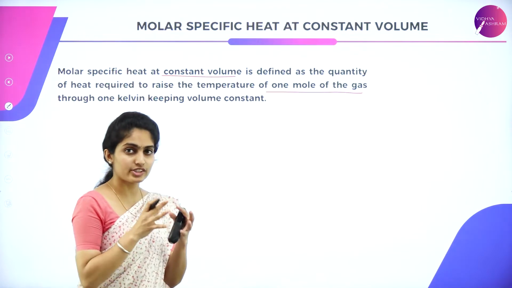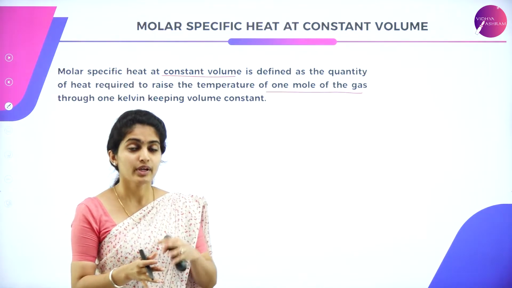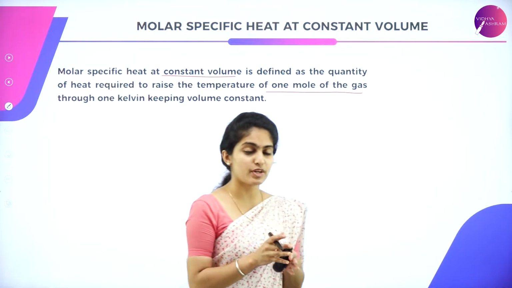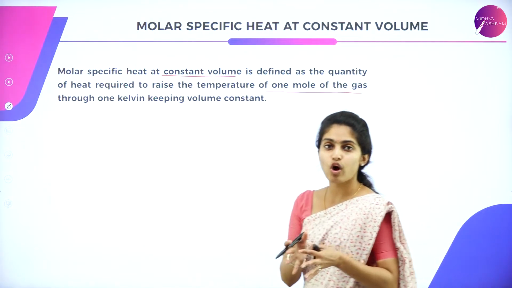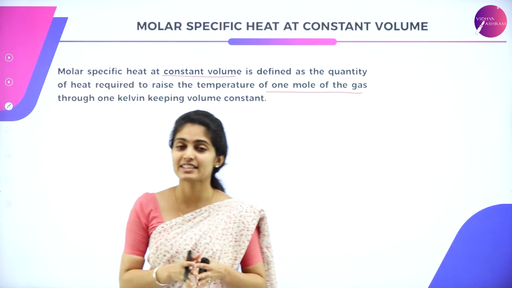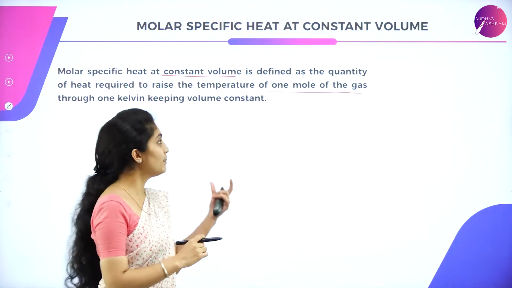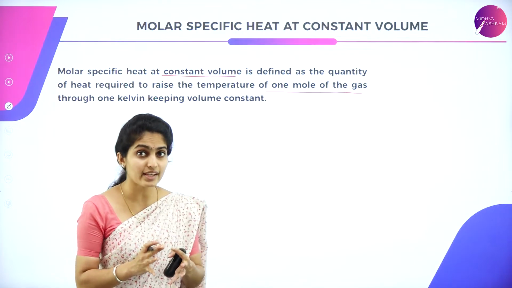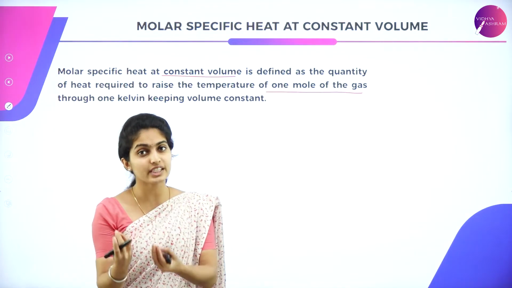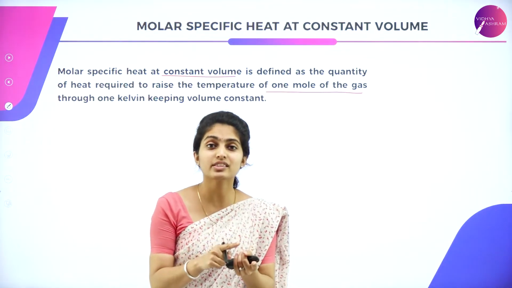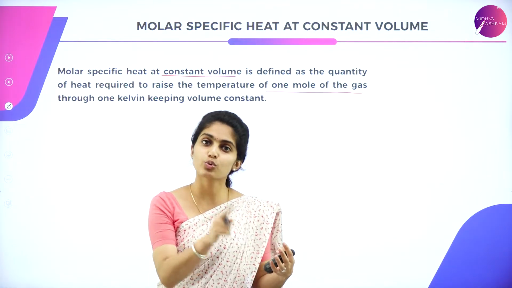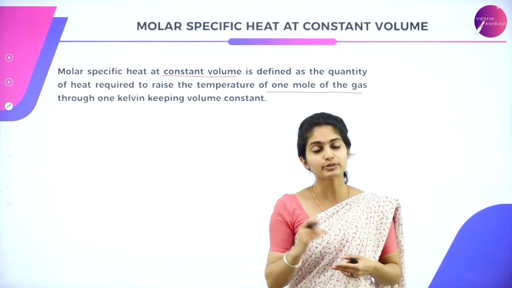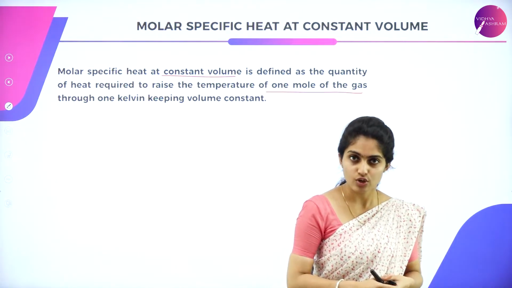Here we keep the constant as volume. Previously it was pressure. If it is pressure, we term it as molar specific heat at constant pressure. If it is volume, we term it as molar specific heat at constant volume. So it is defined as the quantity of heat needed to raise the temperature of 1 mole of a gas through 1 Kelvin, which is said to be molar specific heat at constant volume.